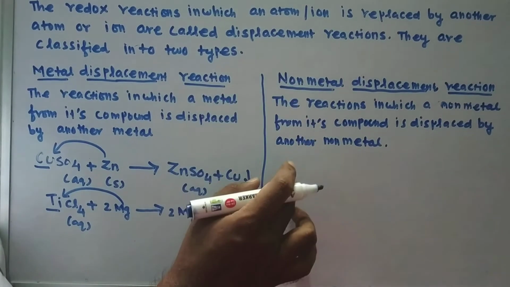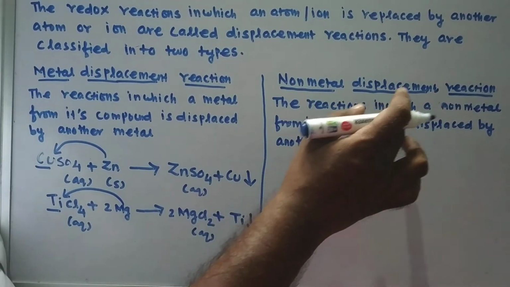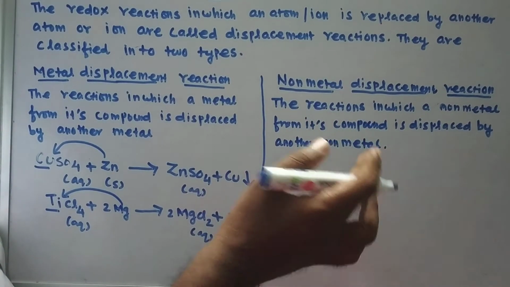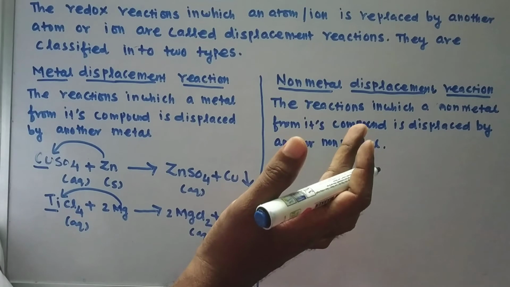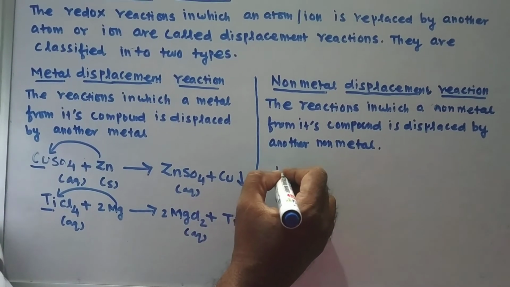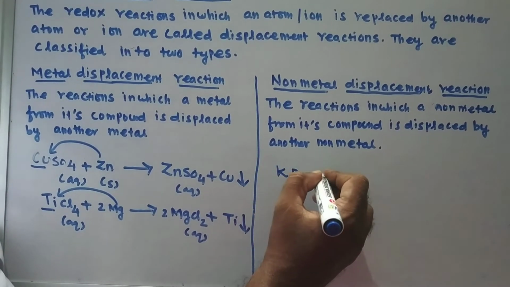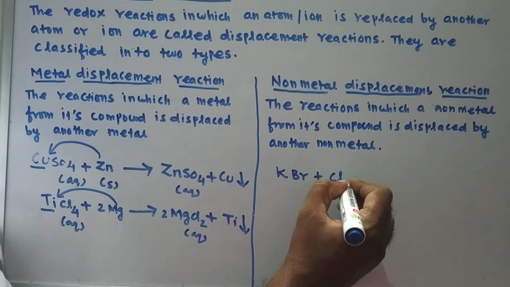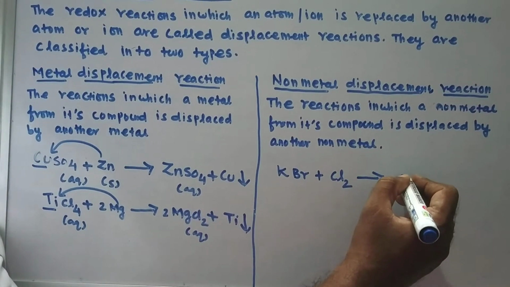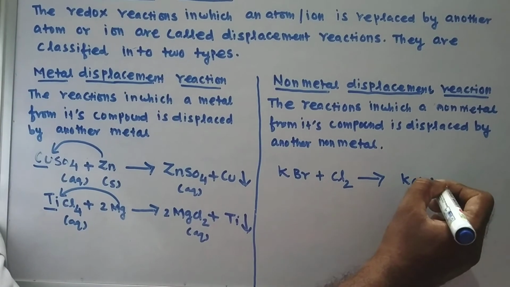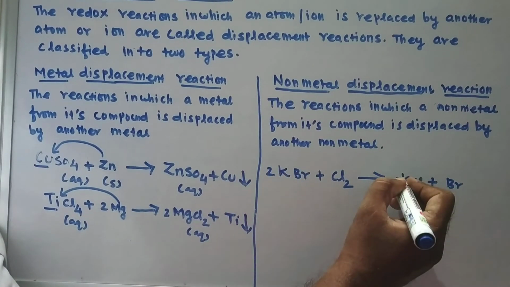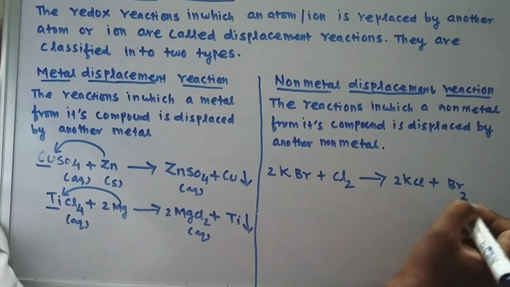The non-metal displacement reaction is the reaction in which a non-metal from its compound is displaced by another non-metal. Okay, now we are going to see some examples. Now let us consider potassium bromide. If we pass chlorine gas through the solution, then it forms KCl and bromine, Br2. To balance it, there is a 2 and there is a 2.